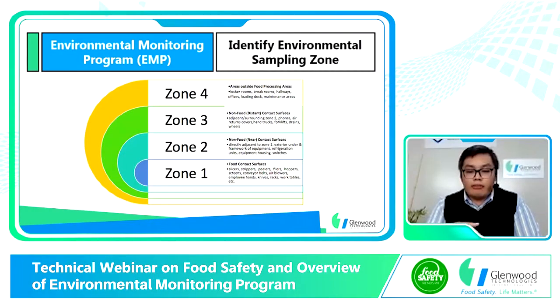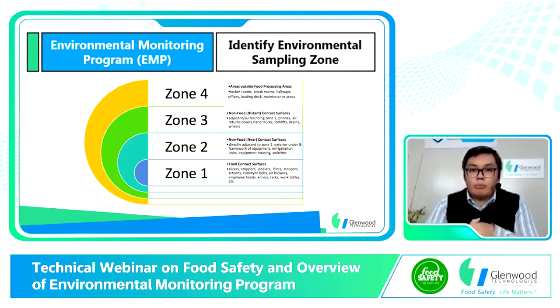To summarize the different types of zone, here we have zone 1, which is our food contact surface. So these could be your slicers. Some examples are your slicers, the strippers, the peelers, the fillers, the hoppers, even the employee hands or the gloves can be an example of zone 1, which is in direct contact with the food.